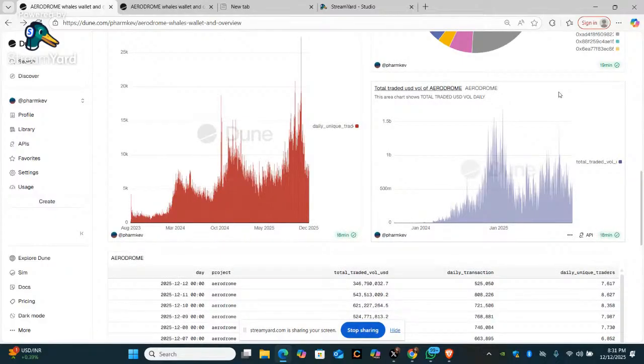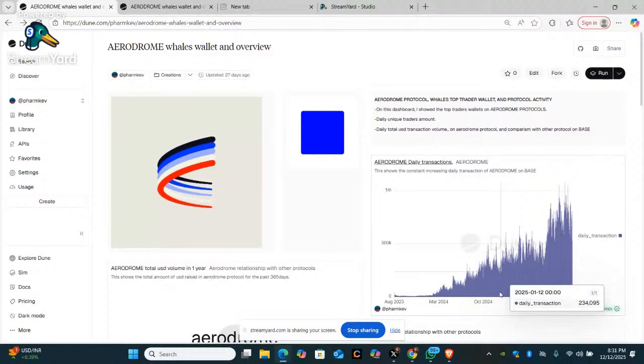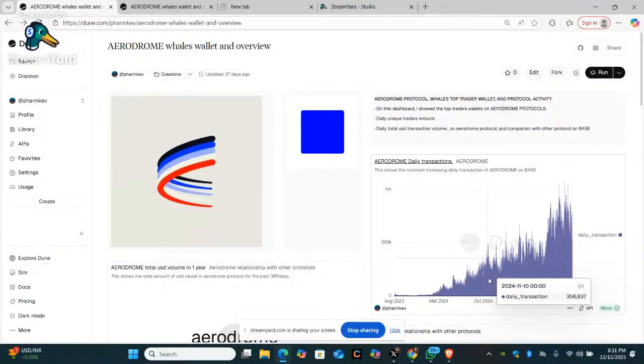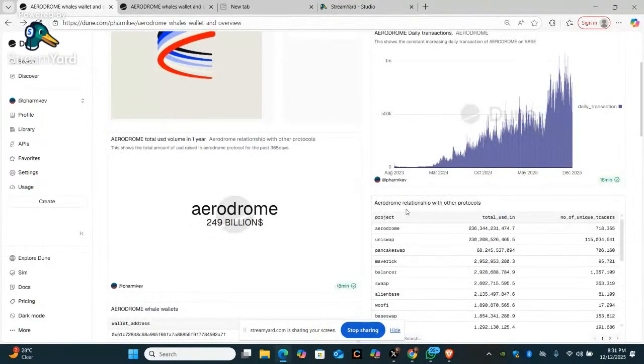So like I said, here it has been showing an increasing amount of daily transactions, meaning Aerodrome has been gaining traction over time on the Base ecosystem. This query here gives us an idea of why and how Aerodrome is leading other protocols on the Base ecosystem. We can see it from the figures also, based on the total USD.